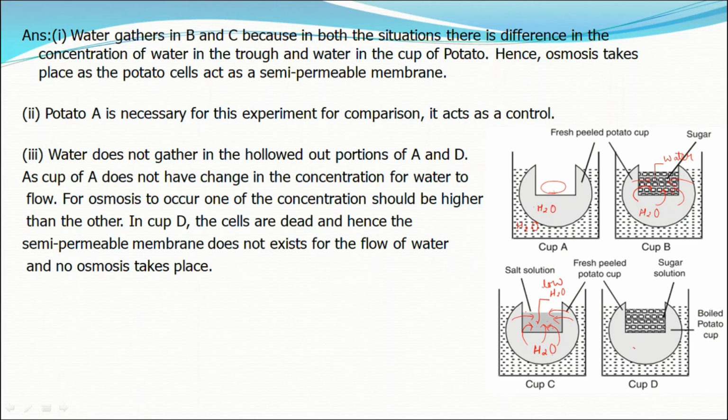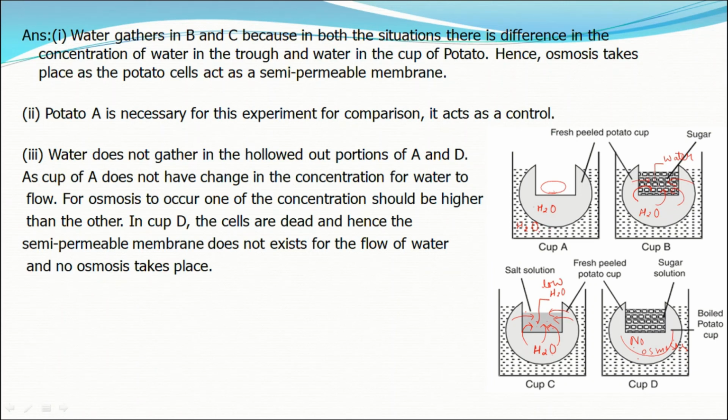In case of cup D, because this is the boiled potato, you can see no osmosis takes place here. Why? Because the cells are dead, and hence the membrane does not exist for the flow of water, and that's why no osmosis takes place in case of cup D. So are you getting this?